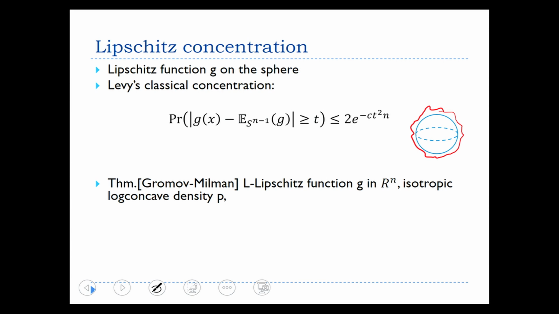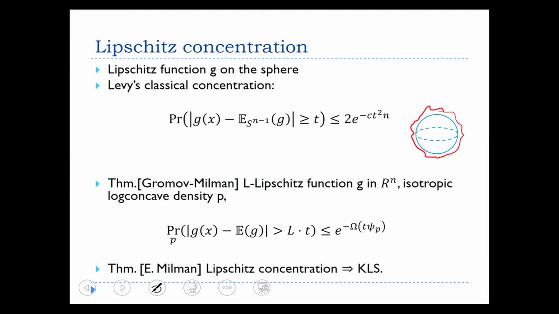An extension or variation of this is for Lipschitz functions in Rn and for any log concave density p, not the uniform distribution on the sphere. It says that this deviation probability is at most not exponential in t squared, but exponential in t times the Cheeger constant. This was shown by Gromov and Milman. You see here that the best thing you can get is e to the minus t, for example, for an exponential density. And so if the KLS conjecture is true, this implies that you would get that. And in fact, it's equivalent. Lipschitz concentration in this sense, exponential in minus t, implies the KLS conjecture. So we have this relationship as well.